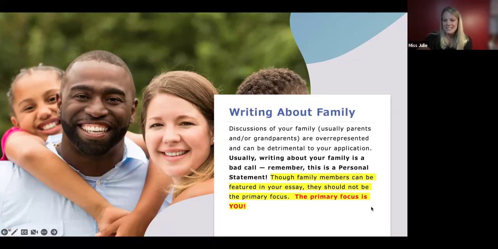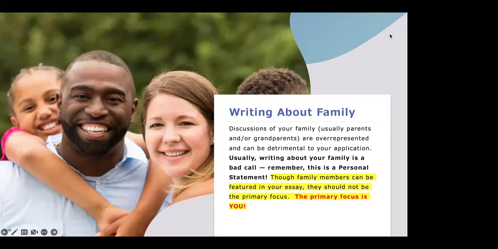Can anyone tell me? Why would that be a bad thing to talk about your family, to write an essay about your grandfather, or to write an essay about your sister? Anyone? Elena, go ahead. I think it's because writing about your family is not necessarily about yourself.